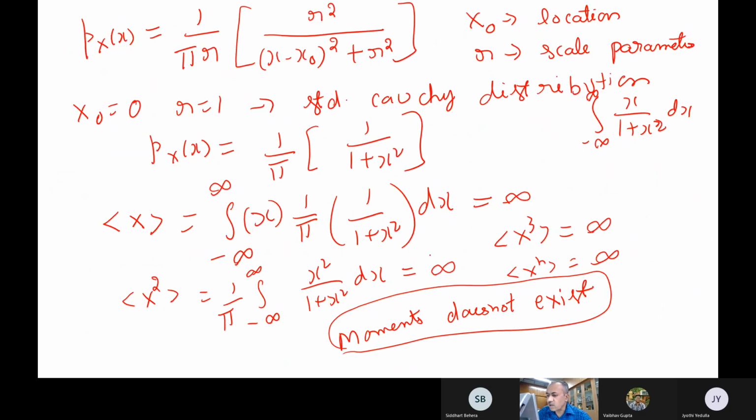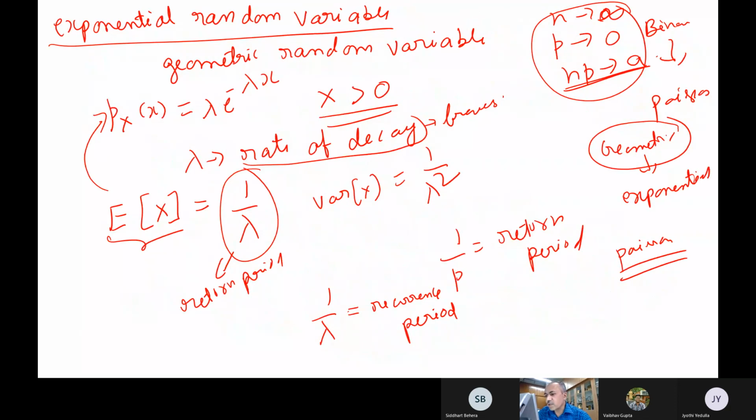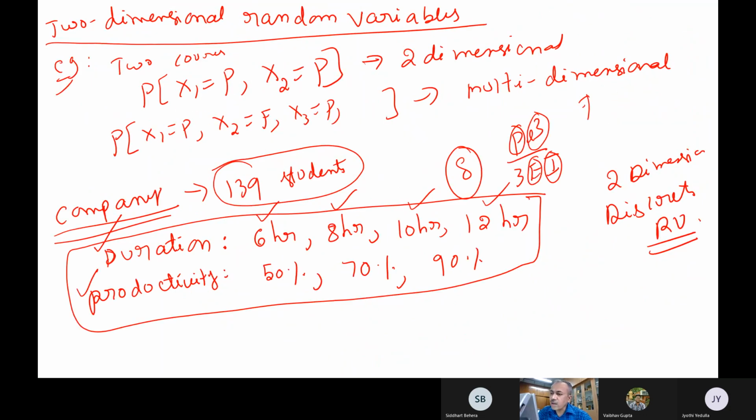So this is a pathological distribution. It's a very special distribution. So exponential. So like this, there are so many, but these are the ones which are widely used in practice. Then finally we came to two-dimensional random variables also. If we are having a two-dimensional problem, two separate random variables are there and they may be interlinked also.